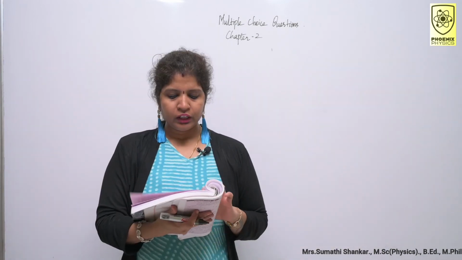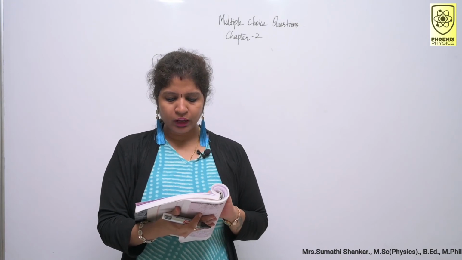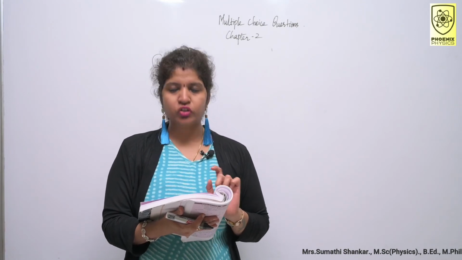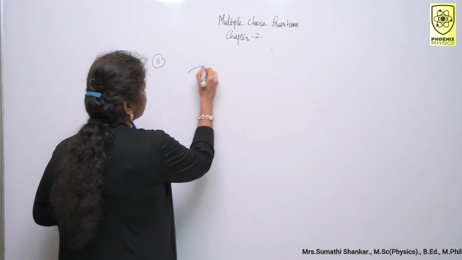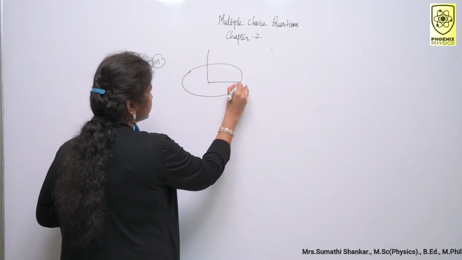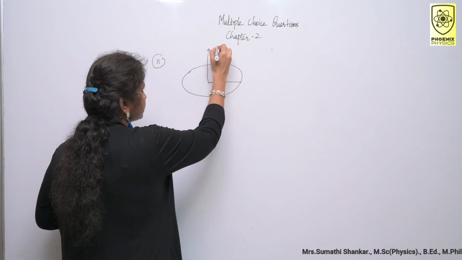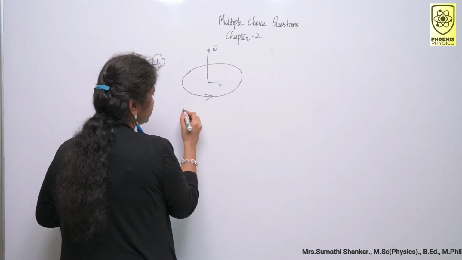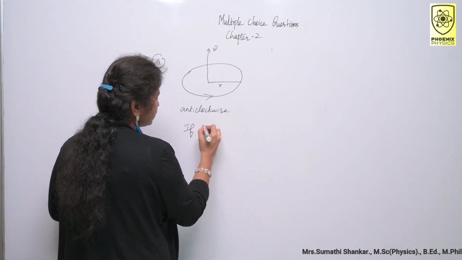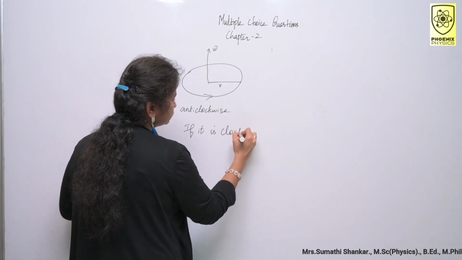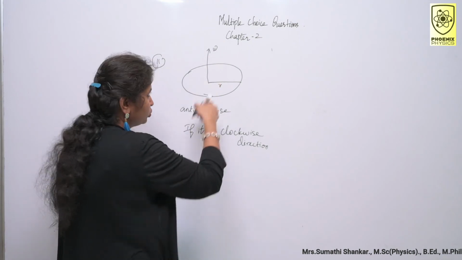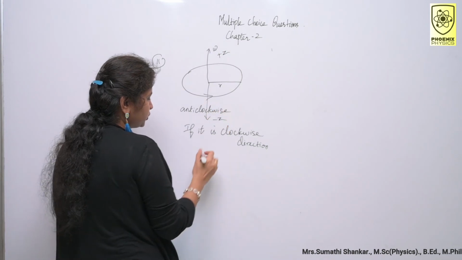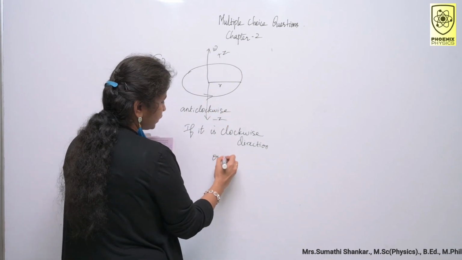Question number 11. If a particle executes uniform circular motion in the xy plane in clockwise direction, then the angular velocity is in which direction? Here, this is the diagram for angular velocity. This is the radius of the circle. This is the angular velocity direction. The object should move in the anti-clockwise direction for this. If it is clockwise direction, omega direction is downwards like this. So this is plus z direction, this is minus z direction. Your option C is correct.